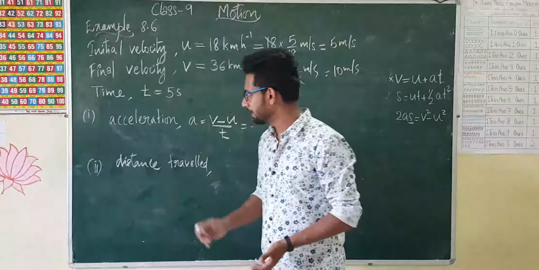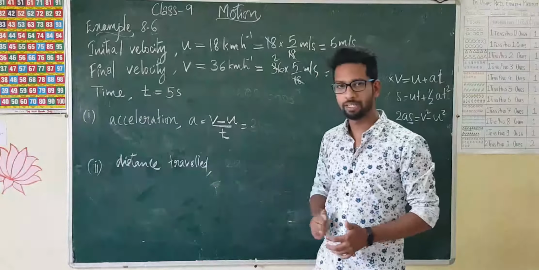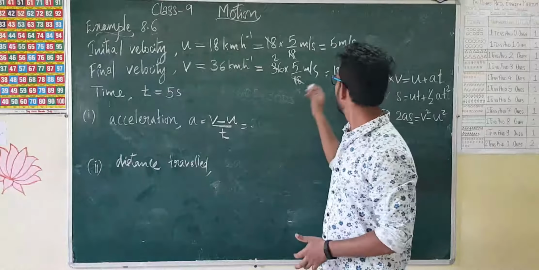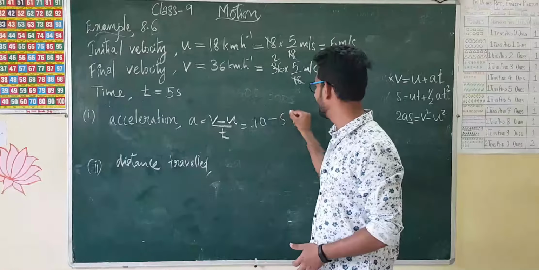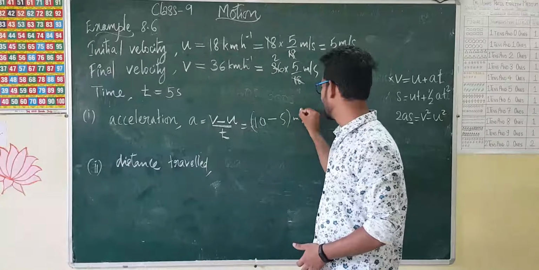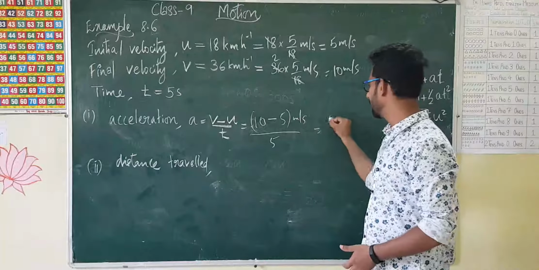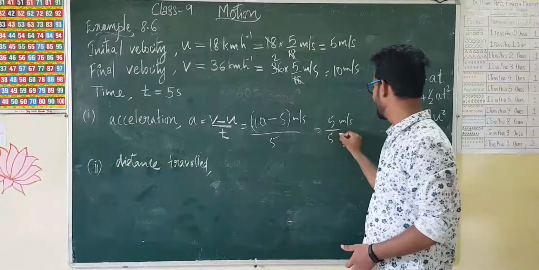Now we can solve the first part, acceleration. The first one is to find the acceleration of the car. Acceleration is given by the equation v minus u by t, change in velocity by time. Now substitute the values. 10 minus what is u? 5. That much meter per second divided by 5 seconds. 10 minus 5 is equal to 5, divided by 5. Then our answer will be 5 by 5, that is equal to 1 meter per second square. So we got the answer for the first one.